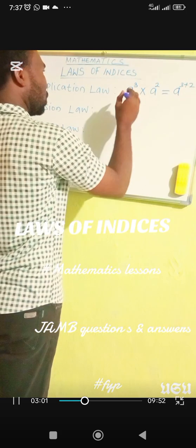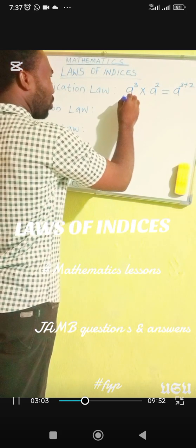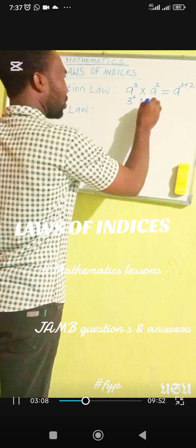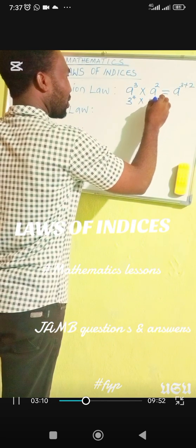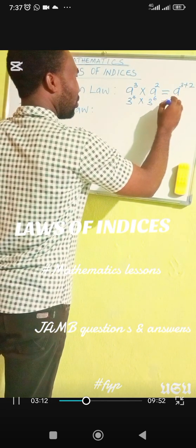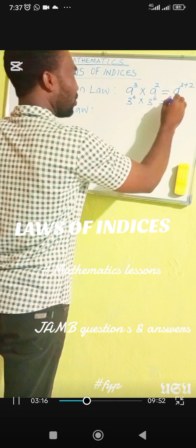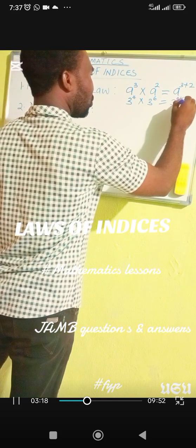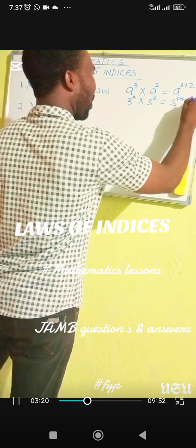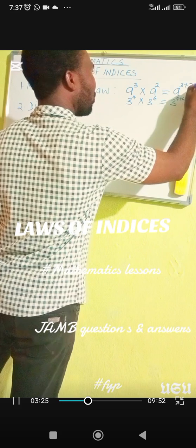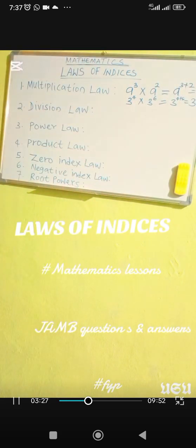It also involves numbers. When you have 3 raised to power 4 times 3 raised to power 6, it means that you have 3 raised to power what? What are the powers? The powers are 4 and 6. 4 plus 6, which is equal to 3 raised to power 10. In this case, we have a raised to power what? 5. That is what the law is saying.